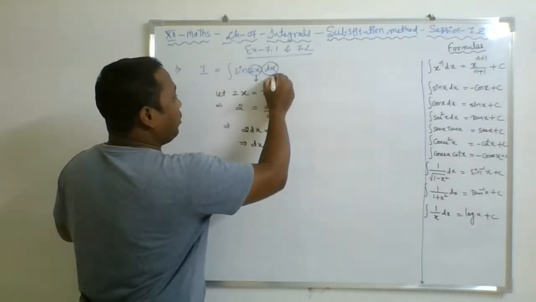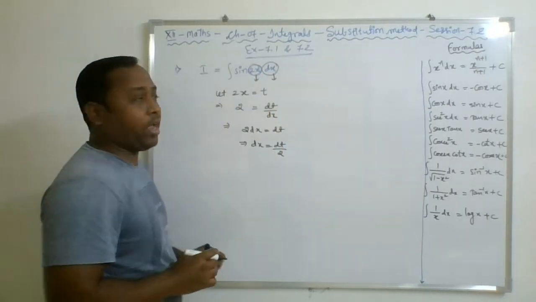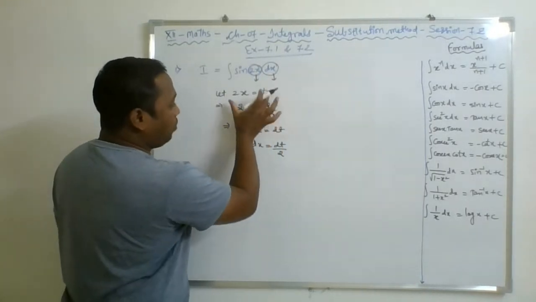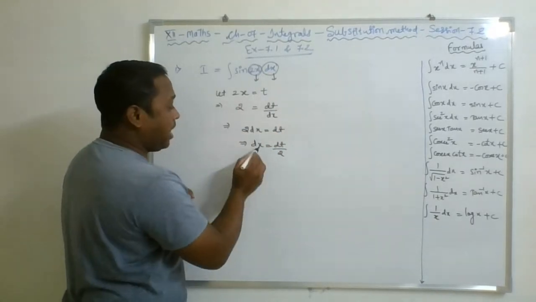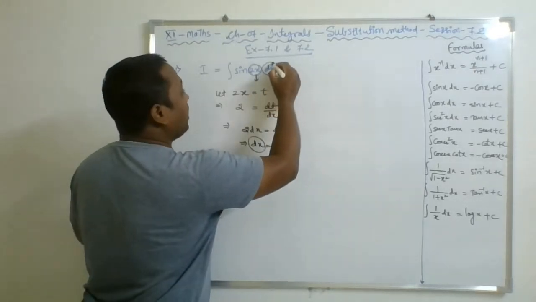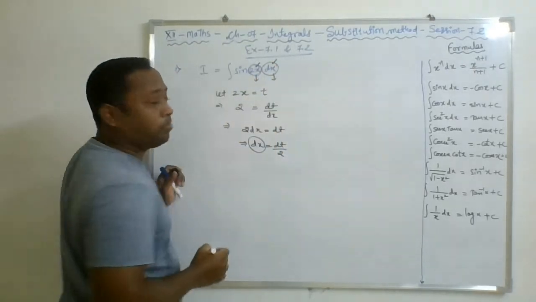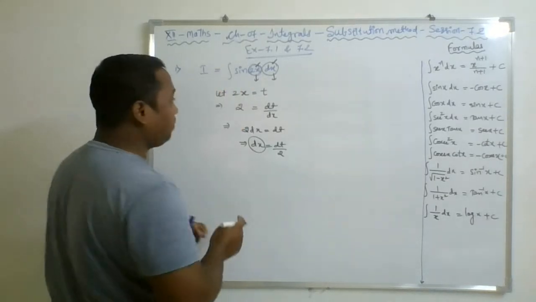So when you are assuming some function as t or y, you have to take the derivative of that function in the general way, and we'll find the value of dx in that, and we'll change dx as well. So two things are simultaneously changing.